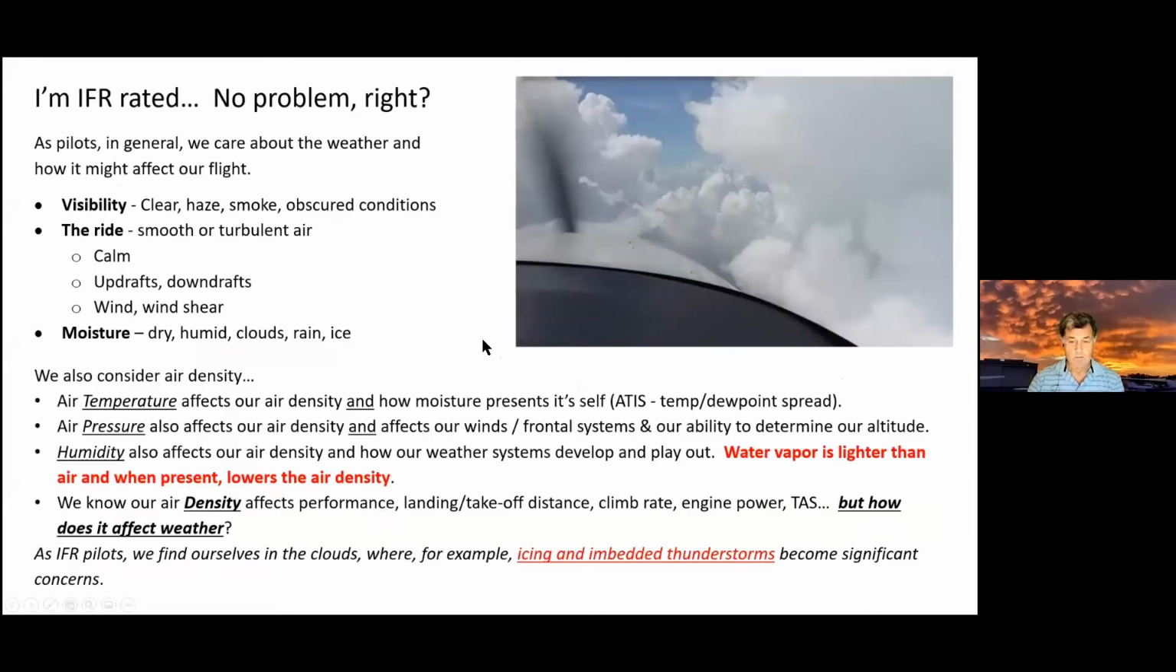So we're going to start off with the things that we typically concern ourselves with. We have probably some VFR and some IFR pilots here, and so we're concerned about the visibility and the ride and whether we've got clouds and moisture and all that. And if we're pilots flying IFR, we're concerned about icing and embedded thunderstorms. Those are our biggies. And all of this involves temperature, pressure, and humidity. When we're doing calculations for density altitude in general aviation, we typically only concern ourselves with temperature and pressure.